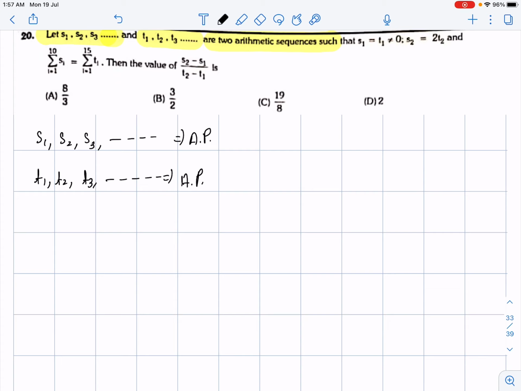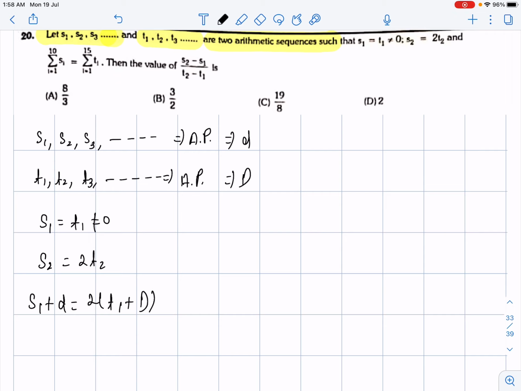s1 is equal to t1, not equal to 0. That means their first terms are equal, but they are not equal to 0. Next, s2 will become what? Let us suppose the common difference of the first arithmetic progression is small d, and the common difference of the second arithmetic progression is capital D. They gave that s2 is equal to 2 times t2. So we write s1 plus small d is equal to 2 times t1 plus capital D. Hope you guys got my point.